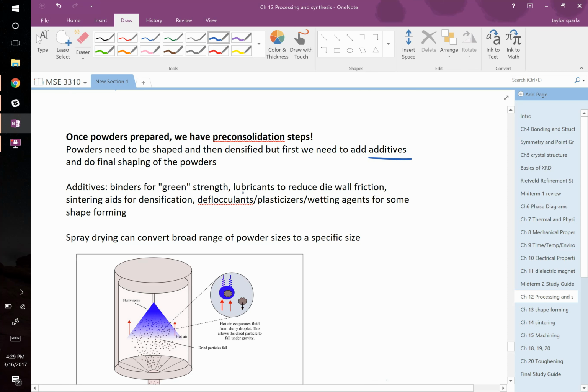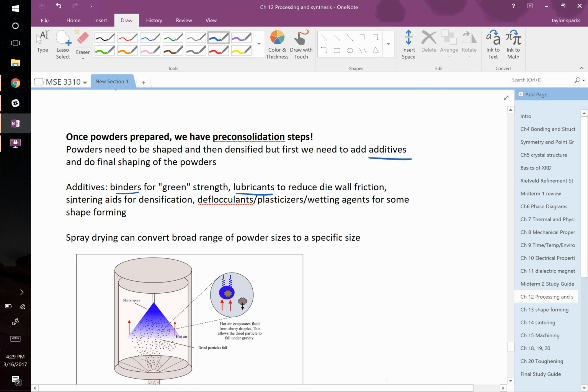Or maybe you want to add a lubricant, right? Instead of a binder. A lubricant might reduce die wall friction, right? You're going to put these in a die and you're going to press on it. And if the powders have lots of friction with the die wall, that is basically working against you packing these things together. It's going to prevent them from packing together well.